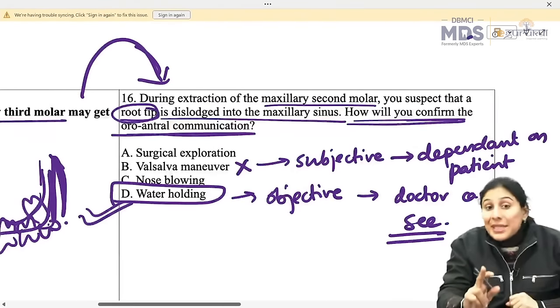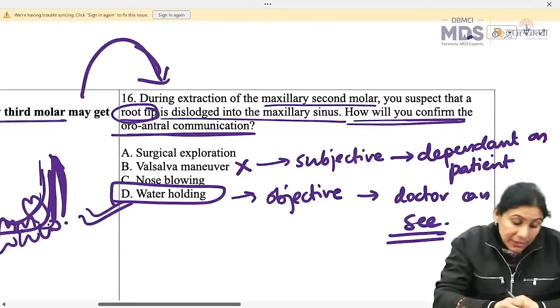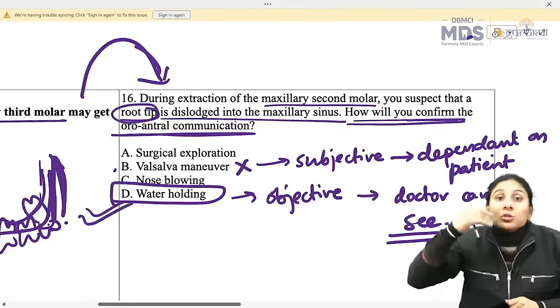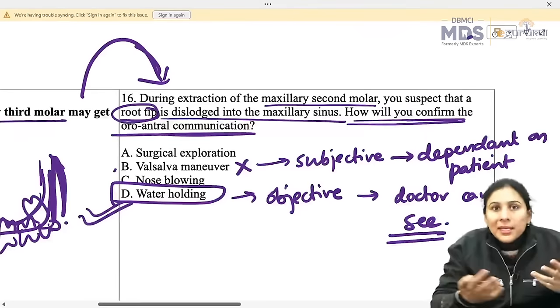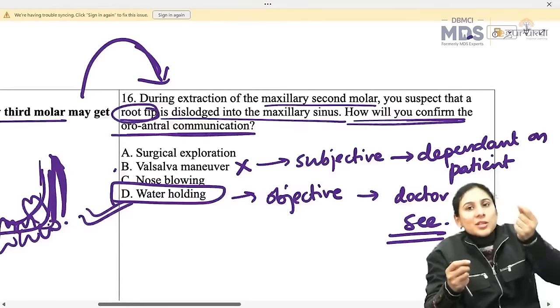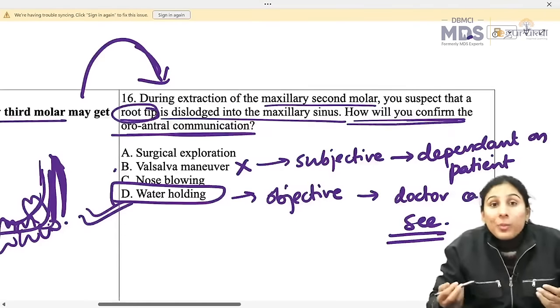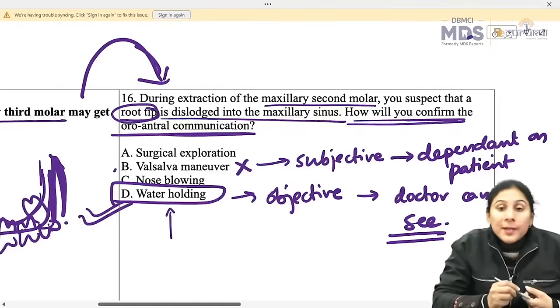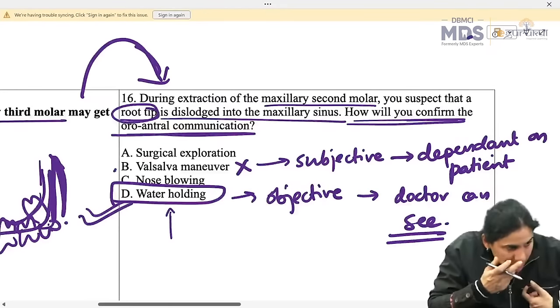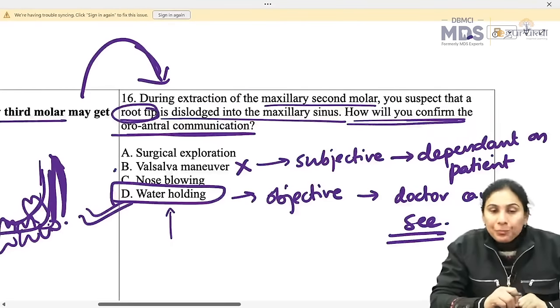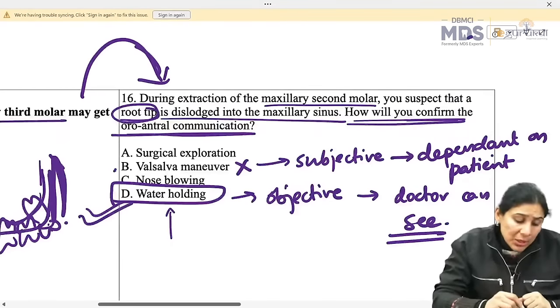Here, the patient can feel. In option B, only the patient can feel. So the patient will say, yes, some air is coming out. But he's in the middle of a procedure. You're doing an extraction. The root tip is dislodged. You can't expect a patient to give you a proper test. The best test is a water holding test. All right, is that clear with you? Because your answer was B. The correct answer is water holding test.